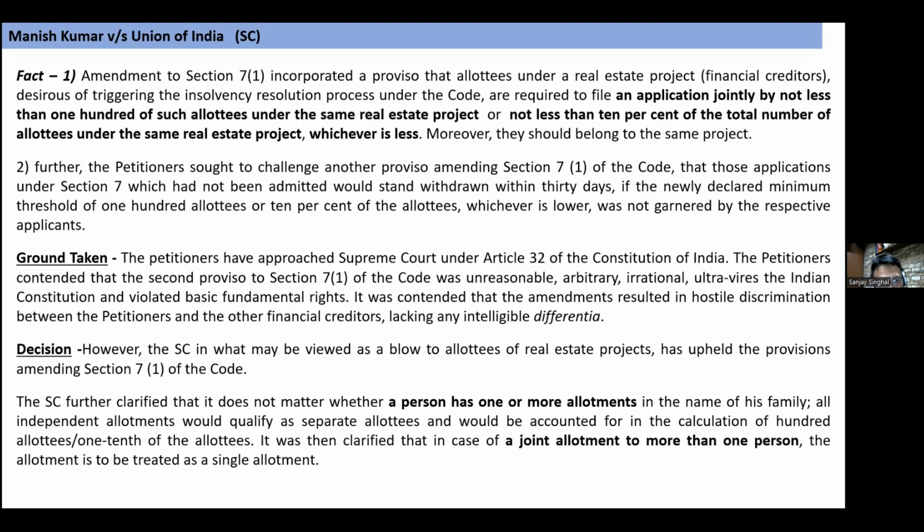So when the appeal was filed before the Supreme Court by Mr. Manish Kumar, the petitioner approached the Supreme Court under Article 32 of the Constitution of India. The petitioner contended that the proviso in Section 7 subsection was unreasonable, arbitrary, irrational, ultra vires of the Constitution and violated a basic fundamental right. He said that the fundamental right of the individual has been violated because the individual was not able to file the appeal under Section 7.